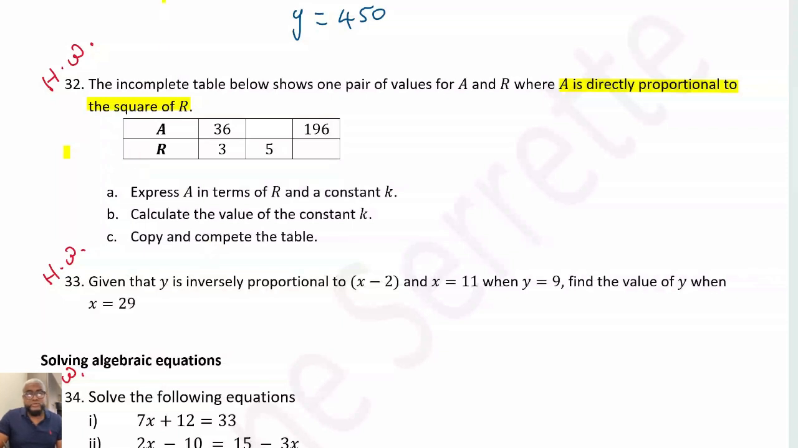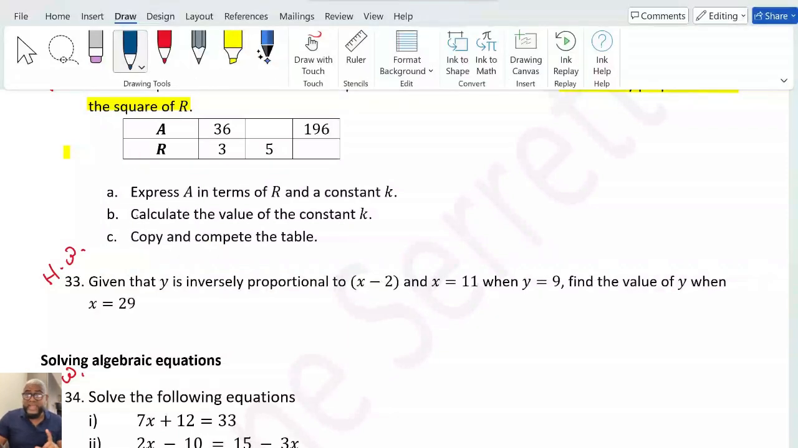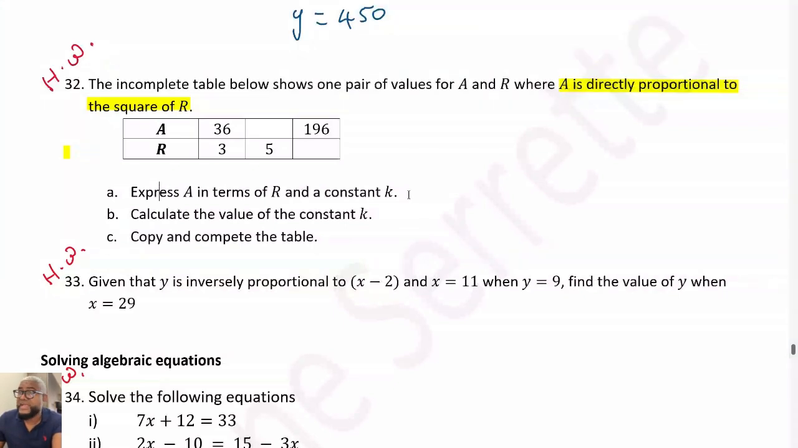Right. So they want us to firstly express A in terms of R and a constant K.